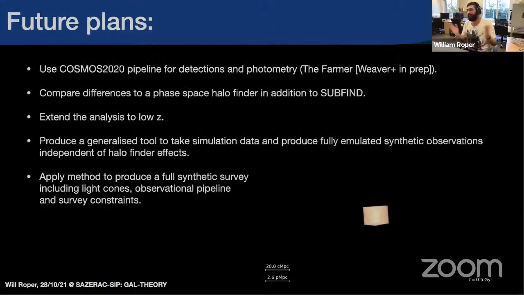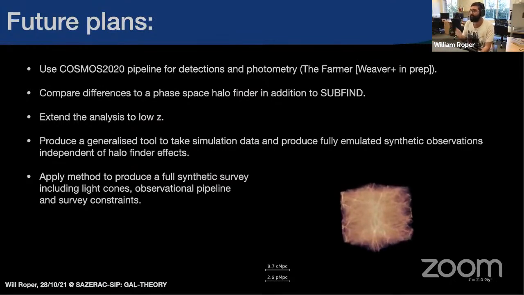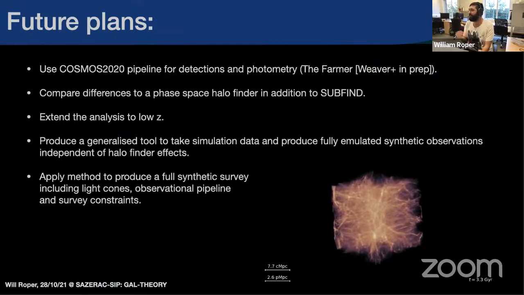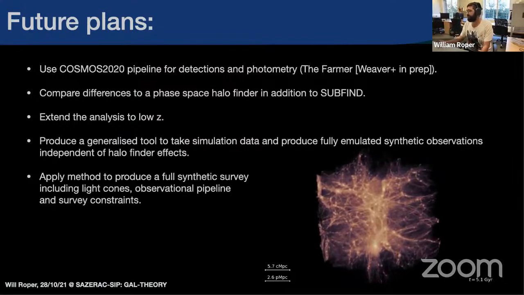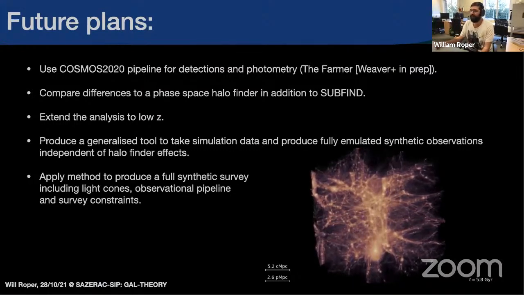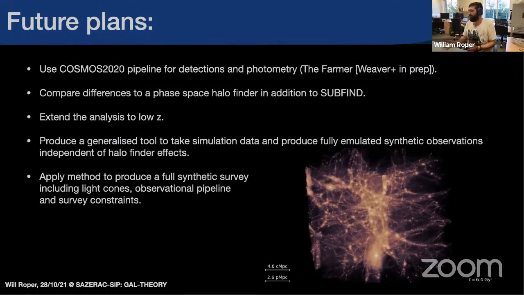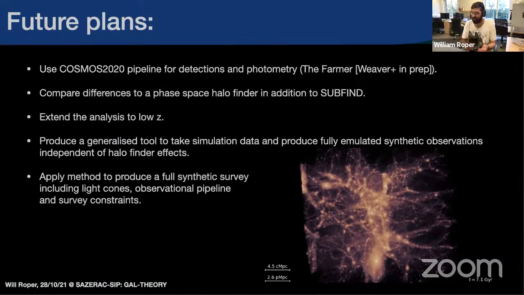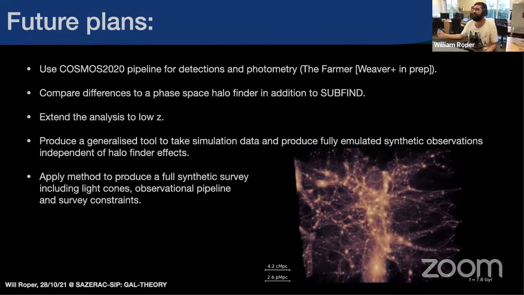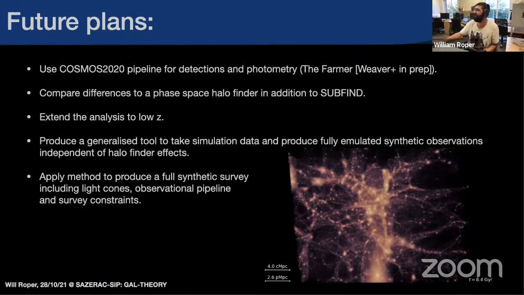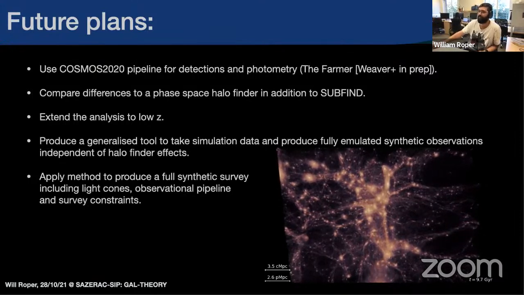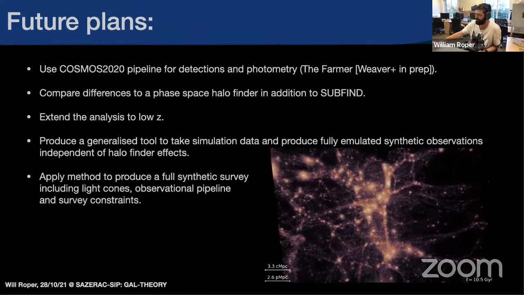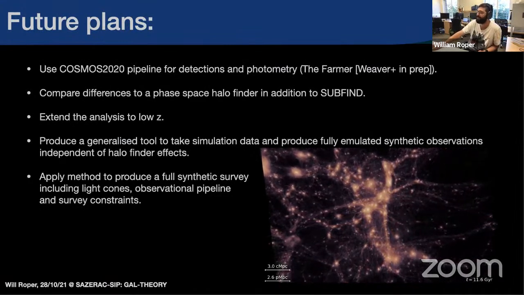And just to note the future work, that was a very naive simulator's approach to observational detection. In the future, I'll be using the Farmer, which is the COSMOS 2020 pipeline, which went up on arXiv earlier this week. And then also including a phase space halo finder to look at how that varies, extending it to low redshift, and produce hopefully a generalized and parallelized tool to allow anyone to just input any simulation data and get a fully emulated synthetic observation out the other end at a particular depth, using a particular instrument of their choice. And hopefully produce light cones and a fully synthetic survey to actually compare to observations as closely as possible.